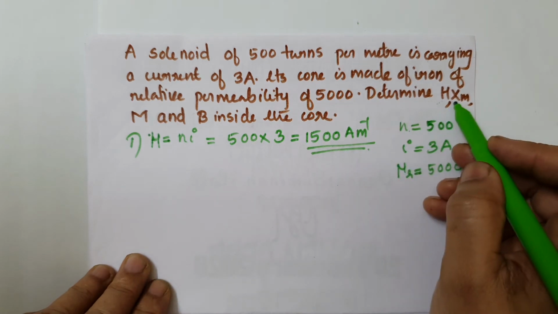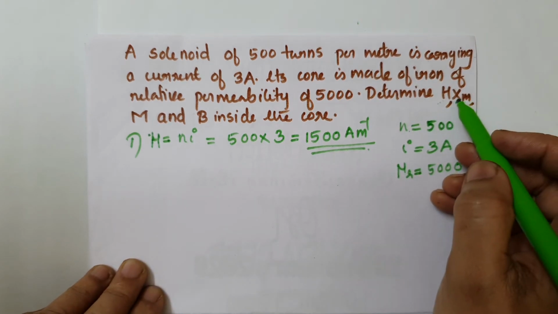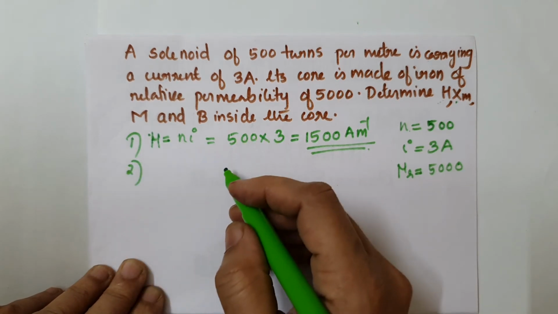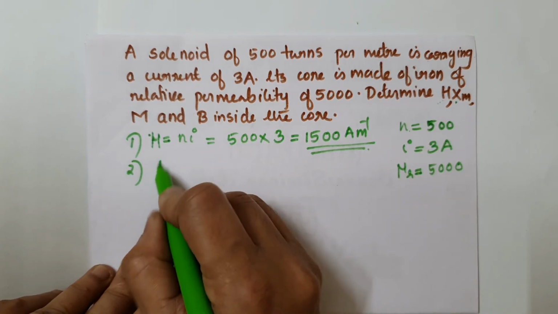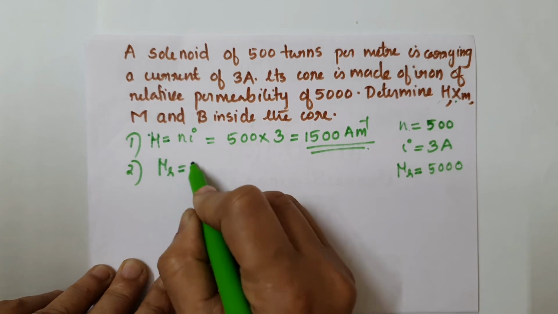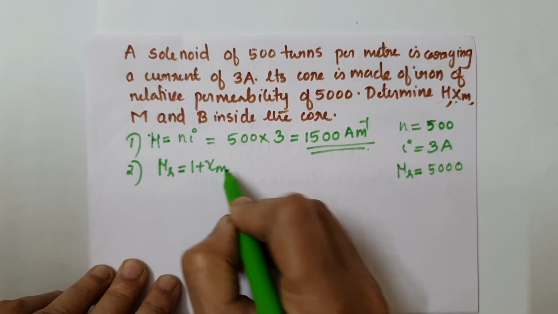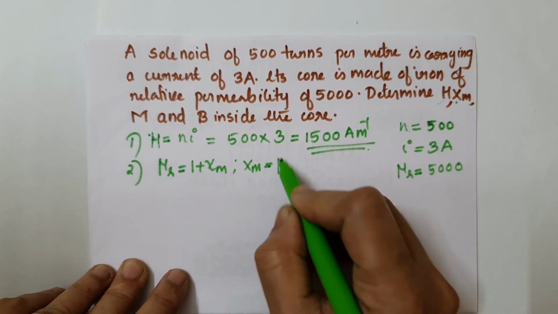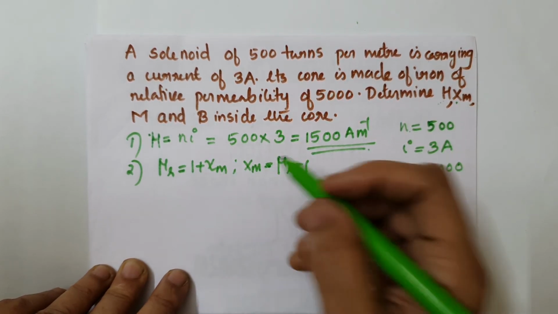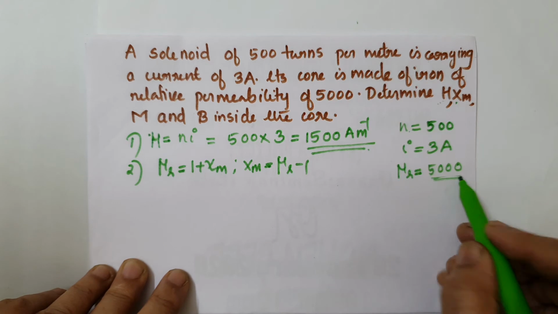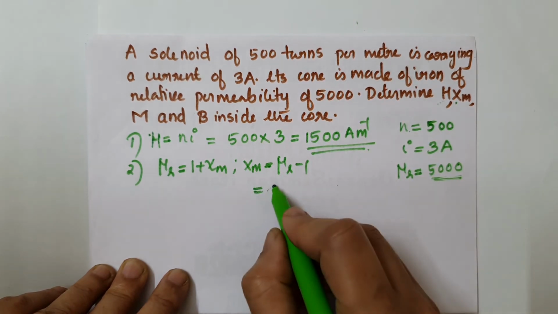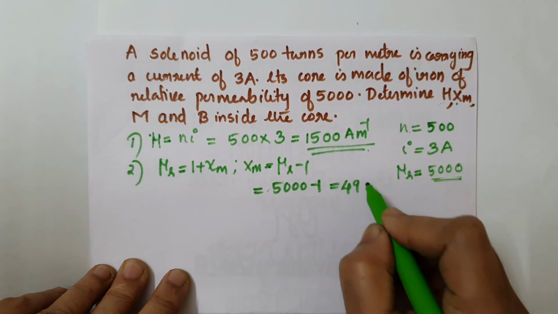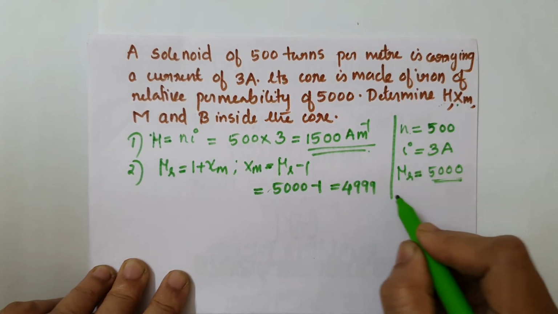And then it is chi m, that is magnetic susceptibility. The magnetic susceptibility is related to the relative permeability by the relation mu r is equal to 1 plus chi m, or chi m is equal to mu r minus 1. Here mu r is given 5000. Therefore, chi m is equal to 5000 minus 1, that is 4999.